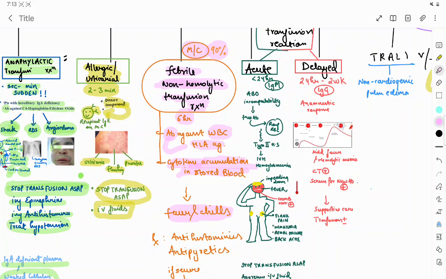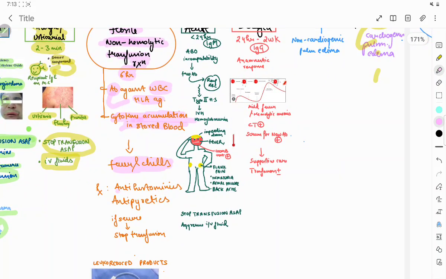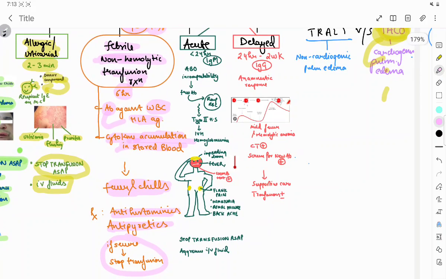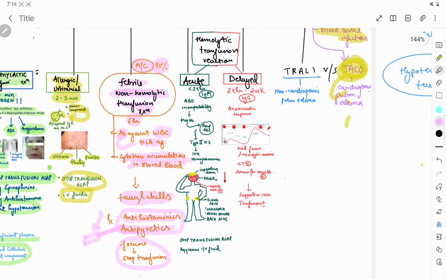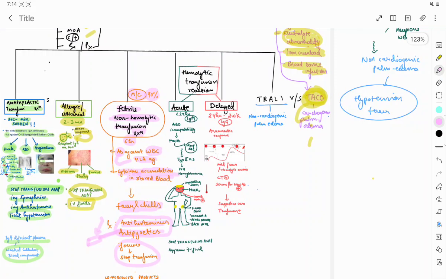Okay, in these patients too, we just give antihistaminics and antipyretics. In really very severe cases, we stop the transfusion. Otherwise, most cases of febrile non-hemolytic transfusion reaction are managed with antipyretics and antihistaminics. Note one more thing: you cannot give the antihistaminics and antipyretics through the same IV line that the patient is receiving the blood through. You need to have another line for that.